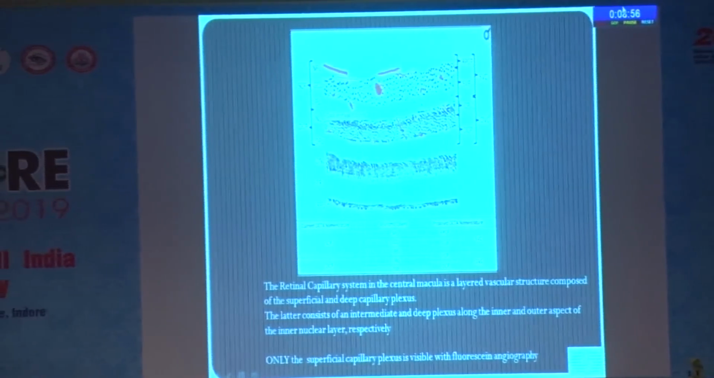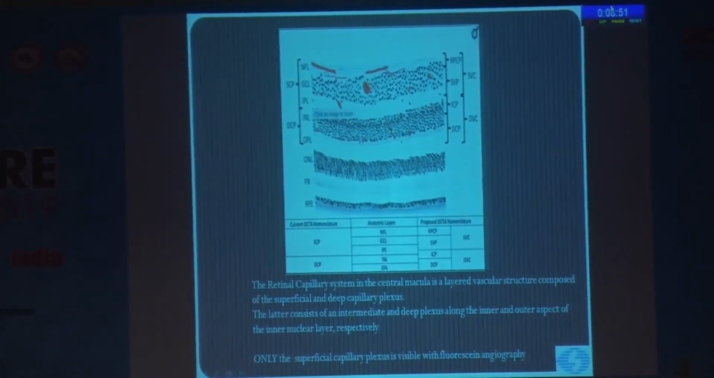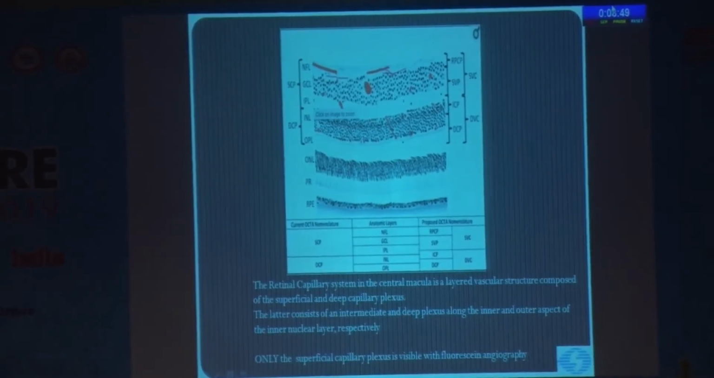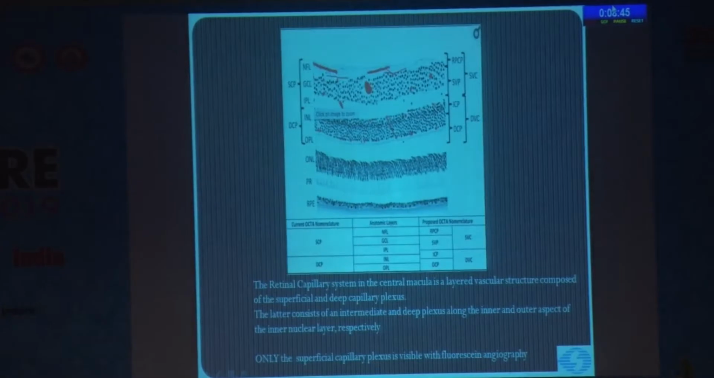Here's a little bit of anatomy. What I would like to point out is what has never been seen before. The retinal capillary system in the central macula is a layered structure. What is important to know is that it has a superficial plexus, which is seen above, and a deep plexus. The main point is that the latter consists of the intermediate.